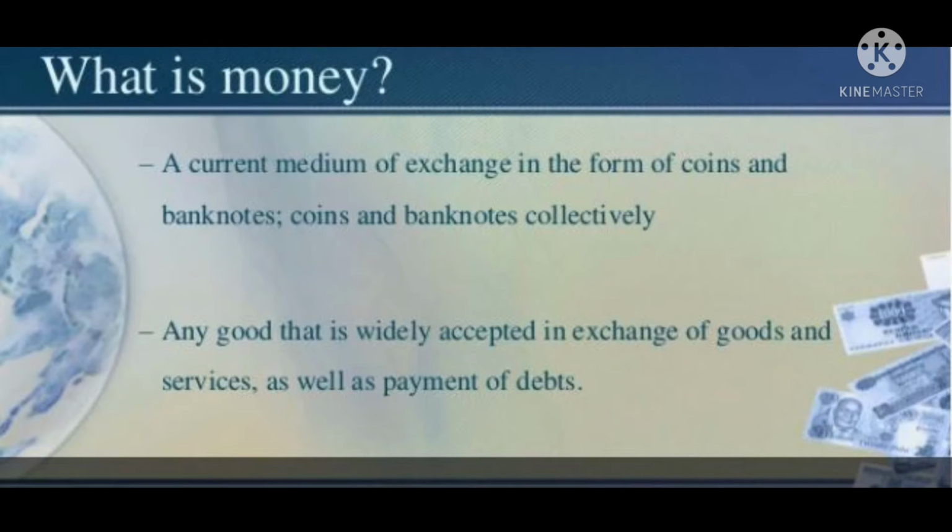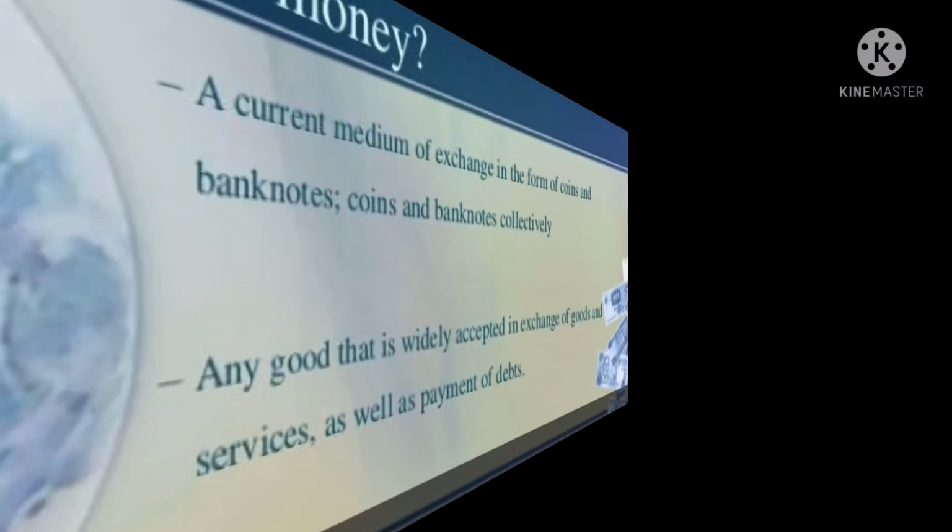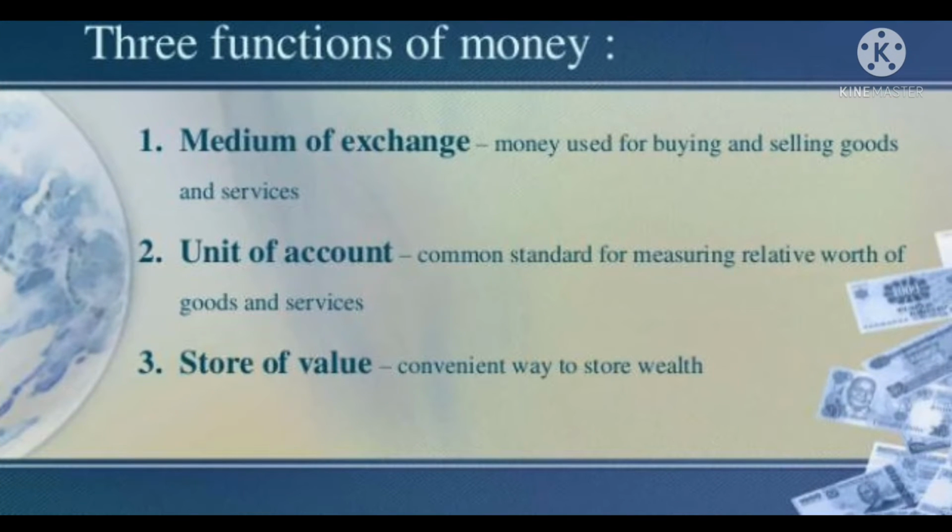Money is a current medium of exchange in the form of coins and banknotes. Any good that is widely accepted in exchange for goods and services, as well as payment of debt. There are three functions of money. Number one, medium of exchange. Second, unit of account. Three, store of value.